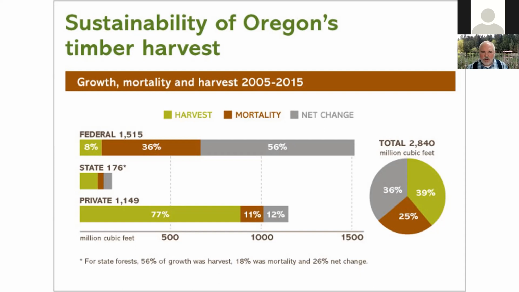We look in the state forests, again, 56% of the growth there was harvested, 18% was lost to mortality, and 26% is still in the forest. And then on private ownerships, about 77% of the growth gets harvested, 11% is lost to insects, disease and fire, and then 12% is still in the forest. So even on the private ownerships, it's less than 90% between harvest and mortality. So we're adding about 12% annually to the stock even on the private forests.